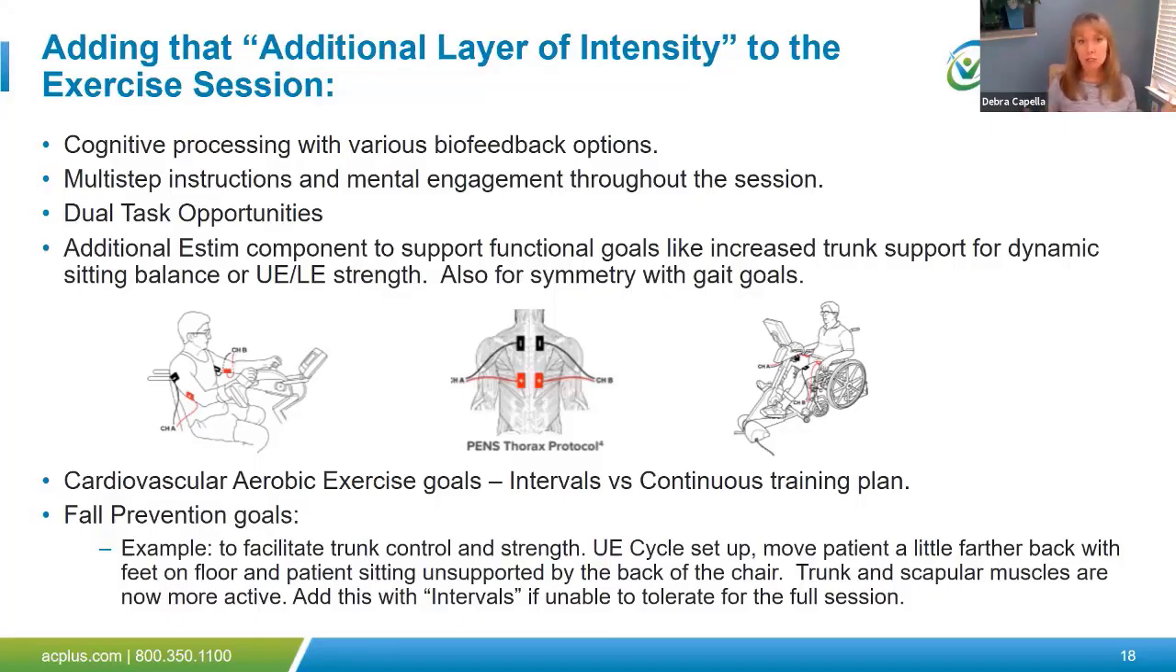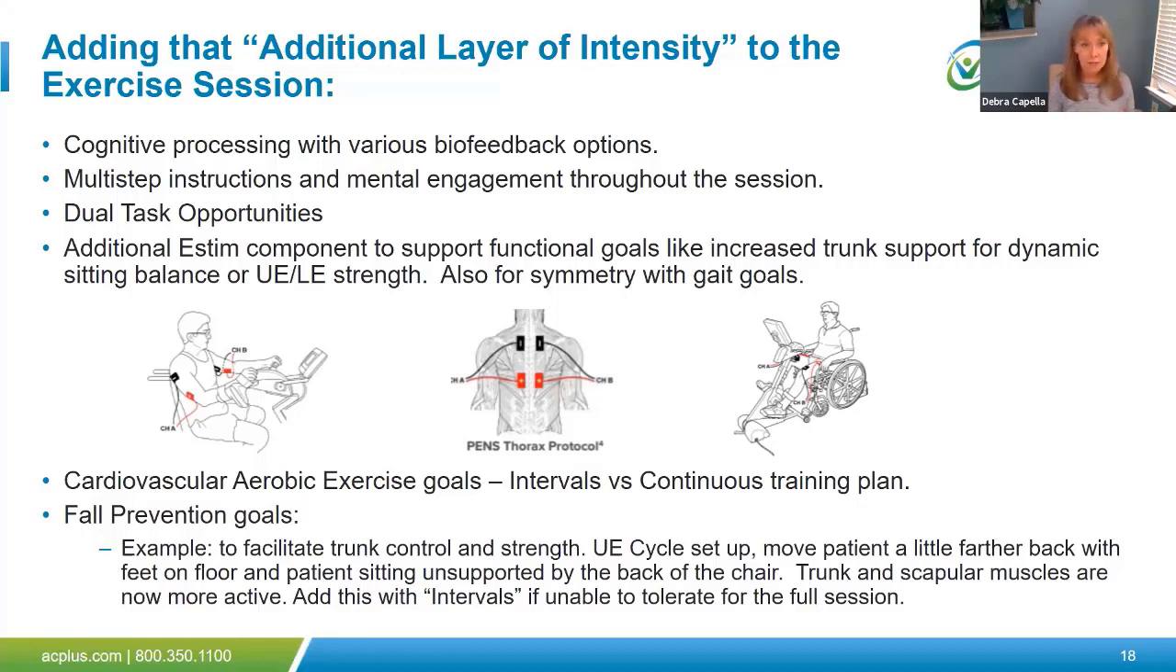We could also be adding it to postural muscles, maybe sitting unsupported as a goal for this patient. While they're on the OmniCycle, add a level of intensity to those paraspinal muscles and add eStim. That can be accomplished very easily during an OmniCycle session. I mentioned cardiovascular and aerobic exercise goals. I love to teach and talk about using the OmniCycle as an interval training tool. Very often our patients are very limited in their cardiovascular performance. And sometimes we can get them to do a longer session and get a really good cardiovascular workout by incorporating intervals.